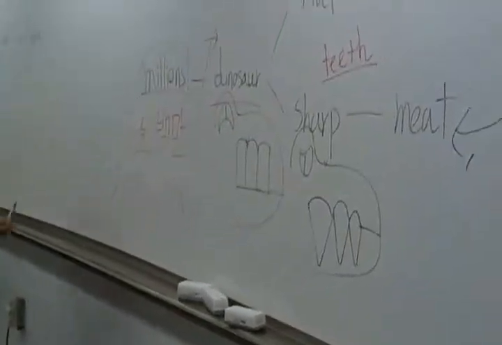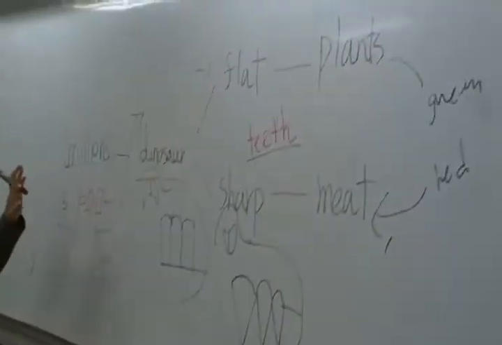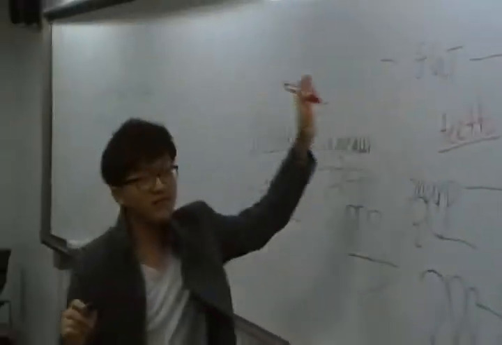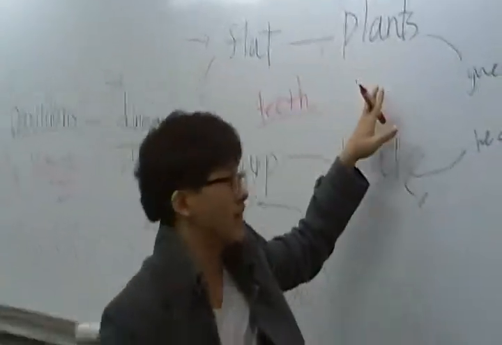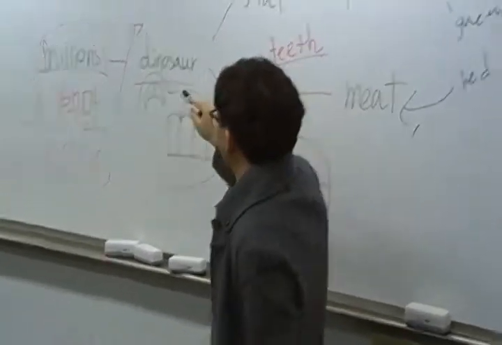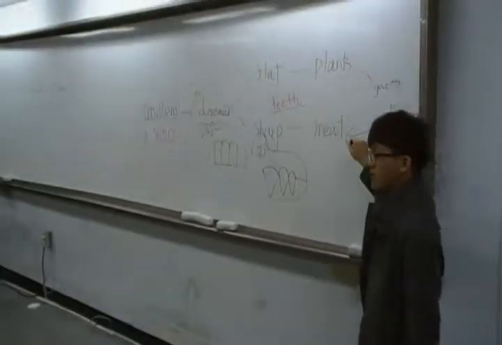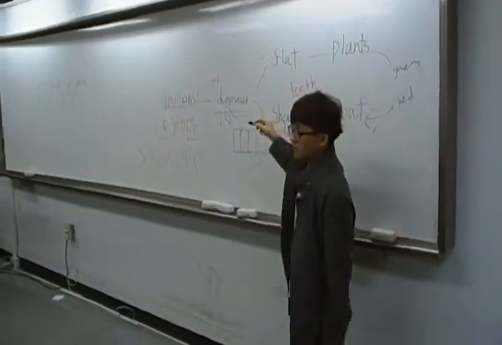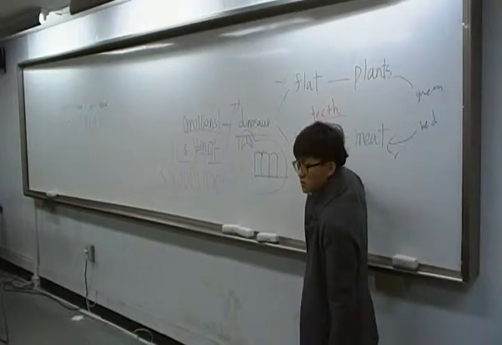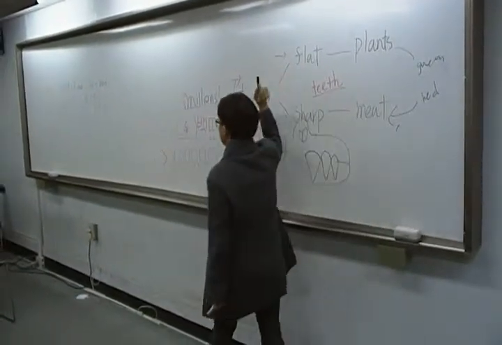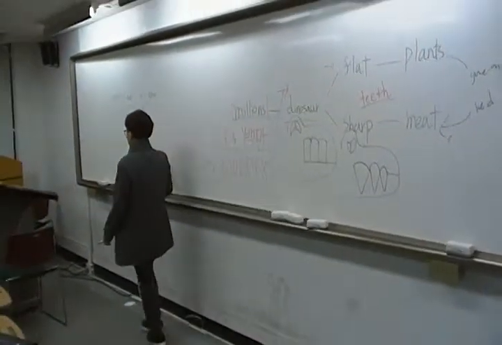So we can say that a million years ago, there was a dinosaur with flat teeth that ate plants, and a million years ago, there was a dinosaur with sharp teeth that ate meat. Is it right? Is there any other assumption about this flat and sharp? If there is not, we'll check by reading our reading materials.